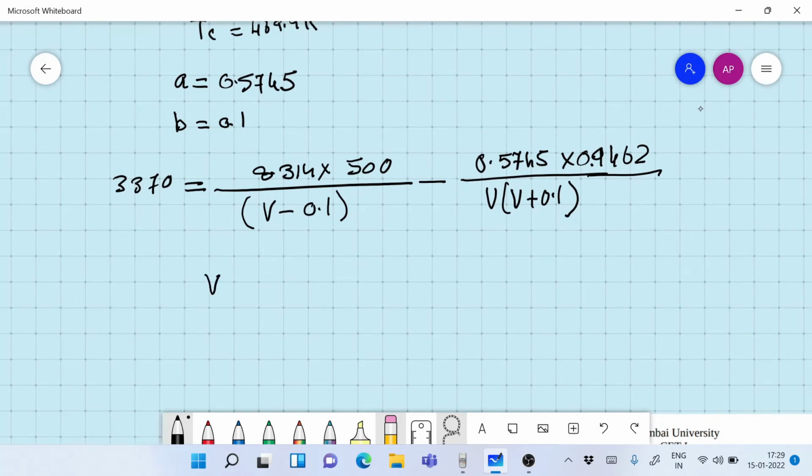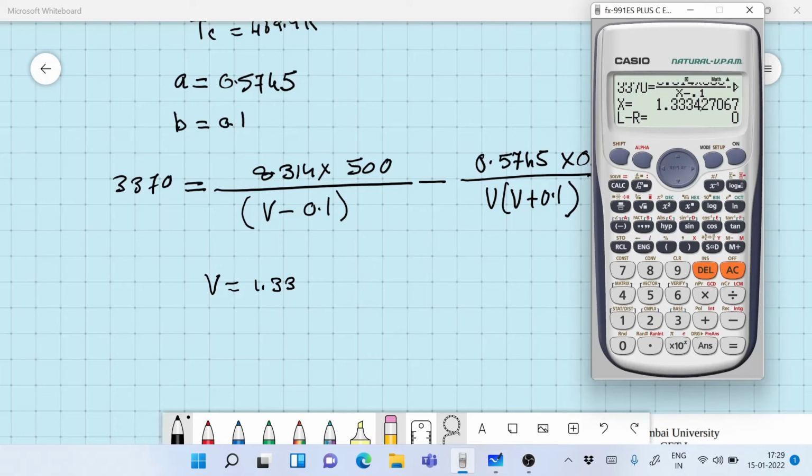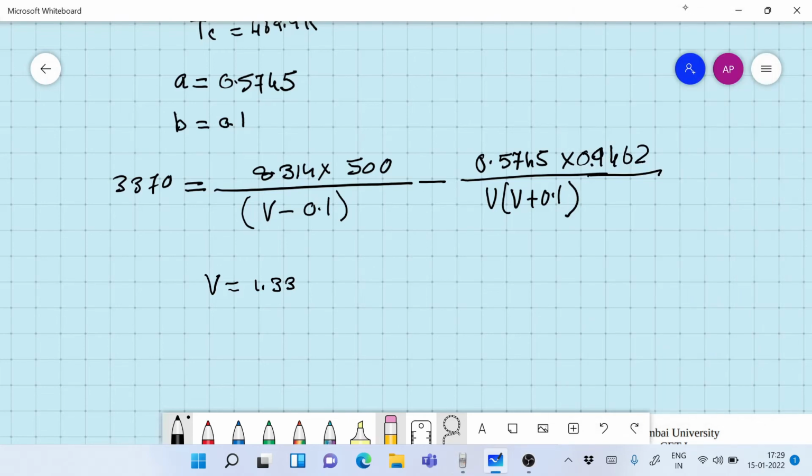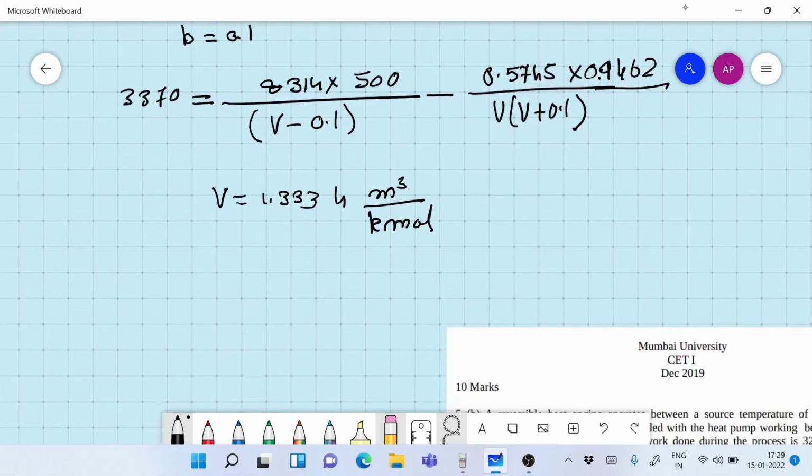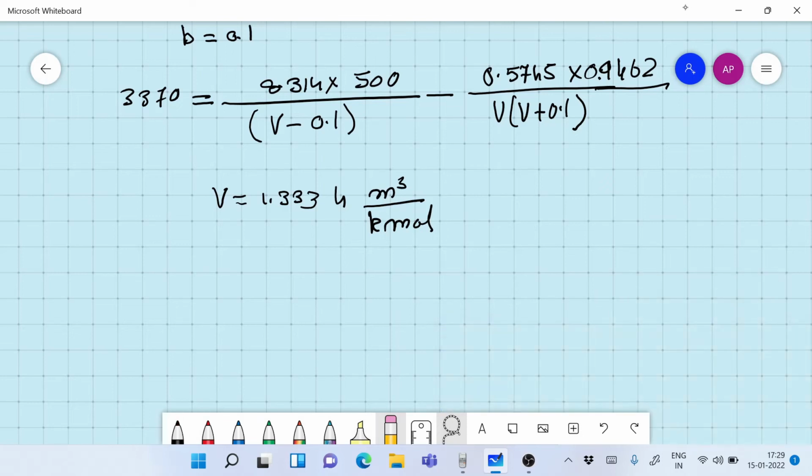So we get a value of volume as 1.3334. Now this value is going to be in terms of meter cube per kilo mole. Right? Now, how do we check whether the answer is right or wrong? So, just a moment here, guys. Yes. So, the value should be close to the ideal gas volume. Not exactly, but close.